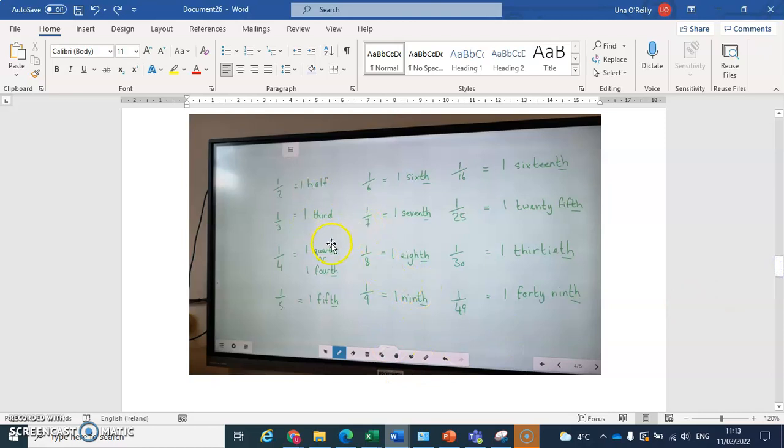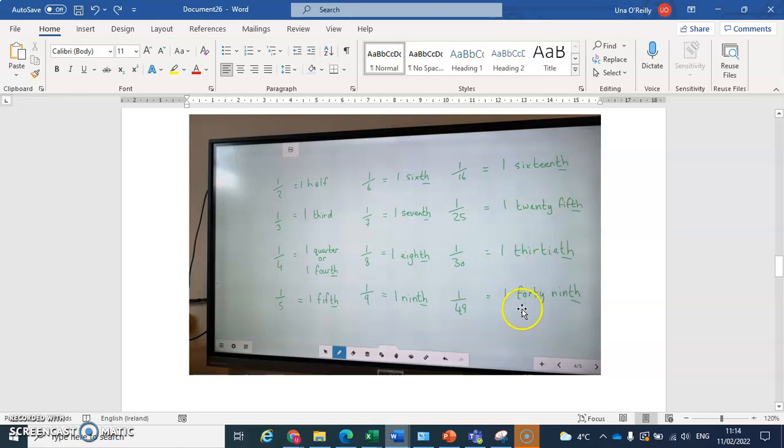Okay, so we had a half, a third, a quarter, or a fourth. And once we go beyond a half, a third, and a quarter, we call our fractions by the same thing. There's always a TH at the end. So this is a fifth, this is a sixth, seventh, eighth, ninth. And I've skipped a few, as you can see here. So 1/16th, 1/25th, 1/30th, and 1/49th.